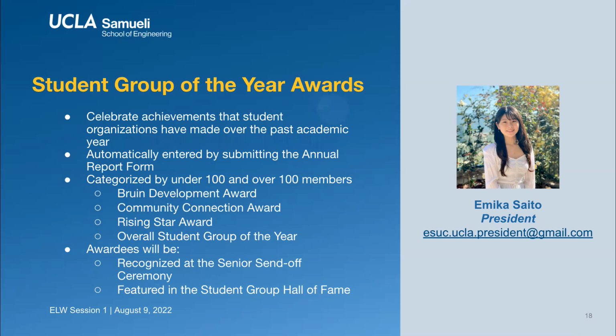Finally, the Student Group of the Year Awards aims to celebrate the achievements that student organizations have made over the past year. All organizations who submit the annual report form are automatically eligible to be selected for one of 4 awards: the Bruin Development Award, the Community Connection Award, the Rising Star Award, and the overall Student Group of the Year Award. Each award will be given to an organization comprised of over 100 members and an organization with under 100 members. Student organizations selected for these awards will receive recognition at the senior send-off ceremony and be featured in the Student Group Hall of Fame.